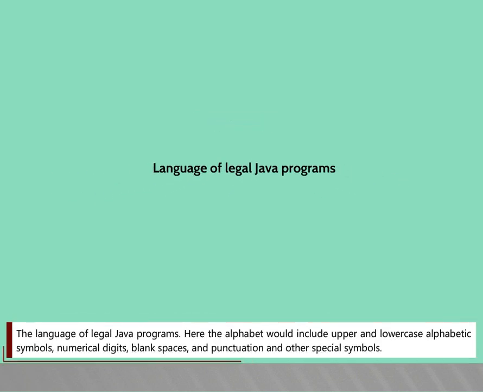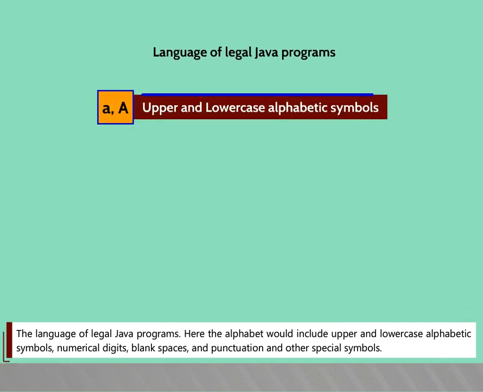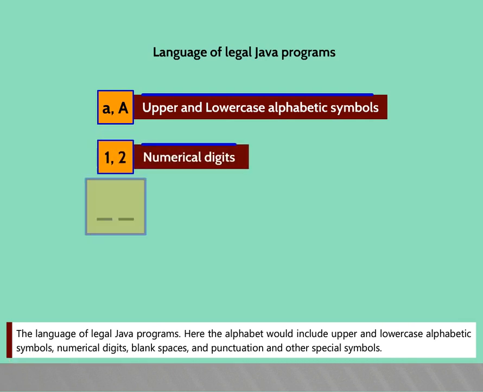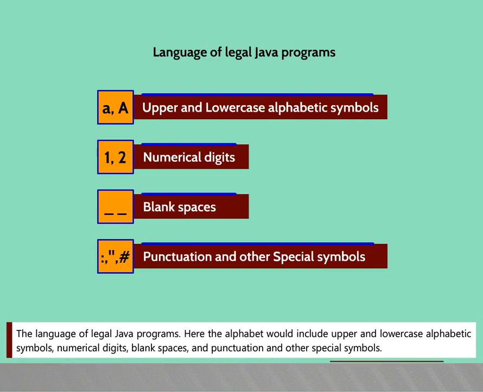The language of legal Java programs. Here, the alphabet would include upper and lowercase alphabetic symbols, numerical digits, blank spaces, and punctuation and other special symbols.